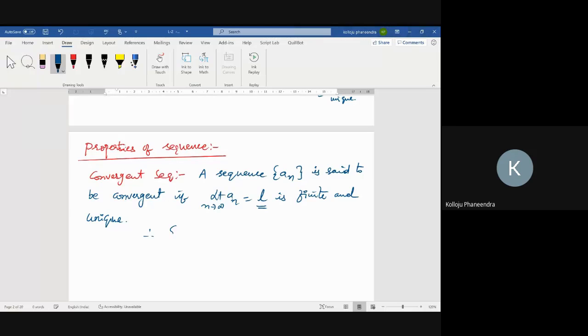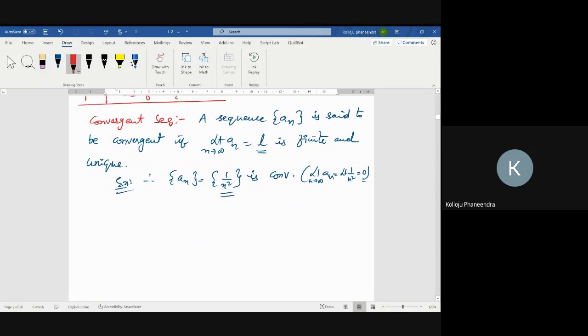Therefore, the sequence an, a simple example, 1 by n square, is convergent. Why? Because limit an as n tends to infinity is what? Limit of 1 by n square, that is value 0. Limit as n tends to infinity of 1 by n square, 0, is finite and unique. Therefore, this sequence is a convergent sequence.